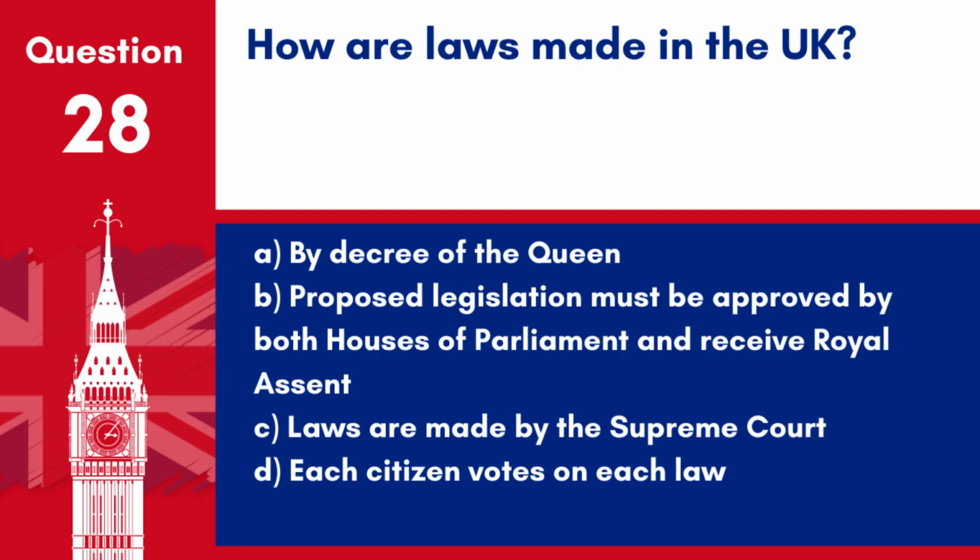Answer: B. Proposed legislation must be approved by both Houses of Parliament and receive royal assent. This process ensures that laws are carefully considered and approved by elected and appointed representatives before becoming official.